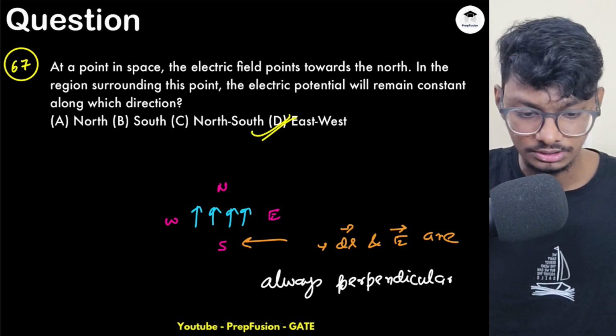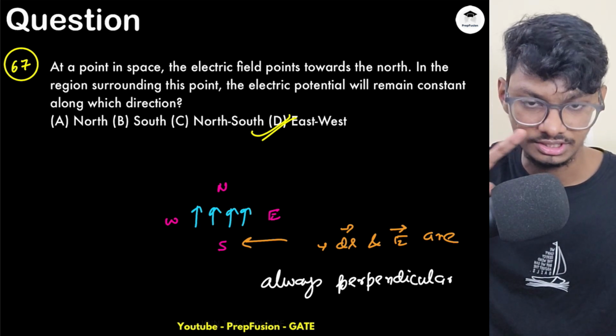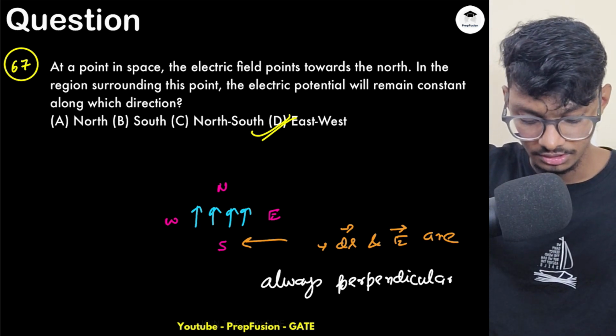So whenever the dl vector and E vector are perpendicular, those points are equipotential, as the electric potential remains constant throughout that direction.